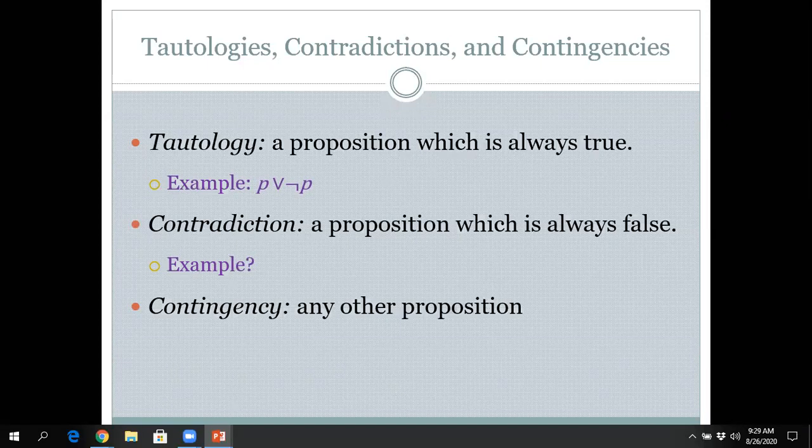I already brought this up. A tautology is a proposition which is always true. Didn't we just see an example of that in the example that started the class? Yes, that was a tautology. Here's another example of a tautology: P or not P. That will always be true. That's like me saying I'm left-handed or I'm right-handed.